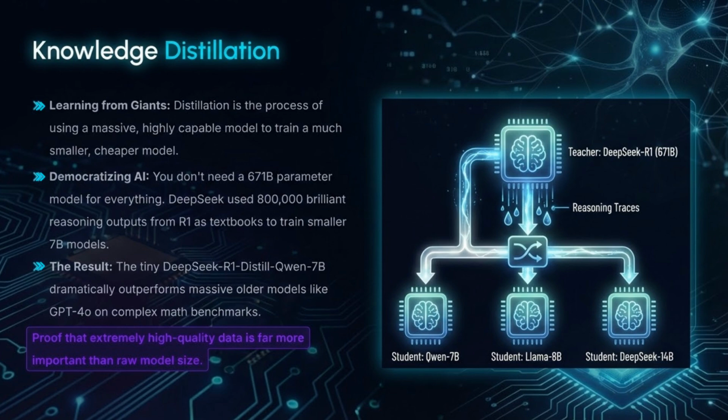Knowledge distillation is the process of using a massive model, DeepSeek R1, to train smaller, cheaper models. By using 800,000 reasoning outputs as textbooks, the smaller DeepSeek R1 Distill-Qwen 7B model dramatically outperforms massive older models, proving that high-quality data is paramount.